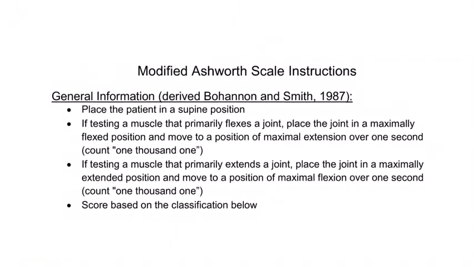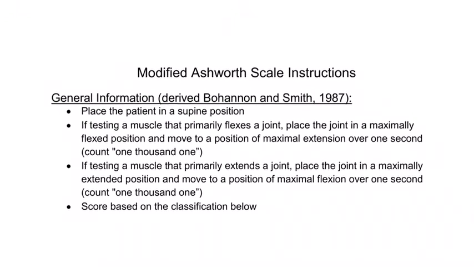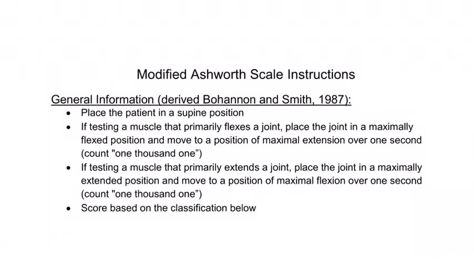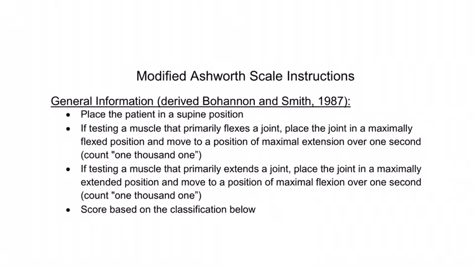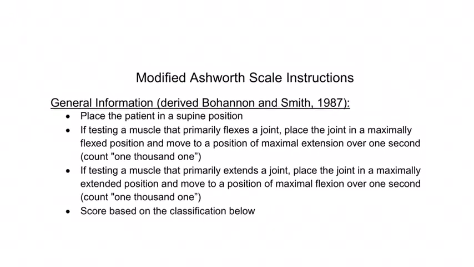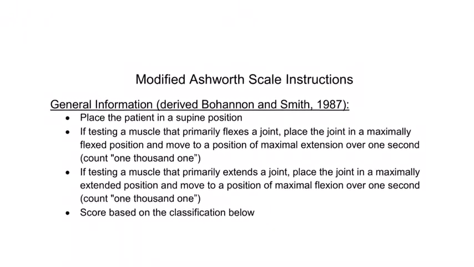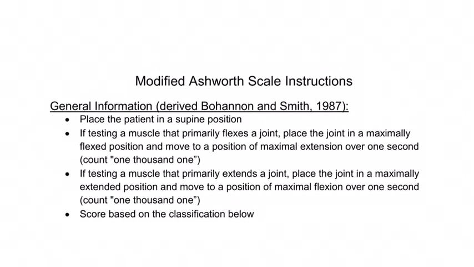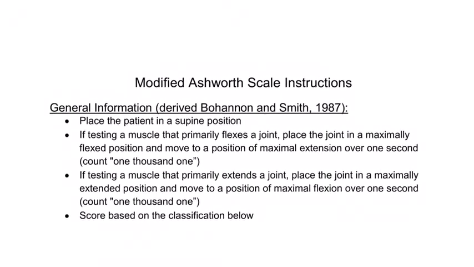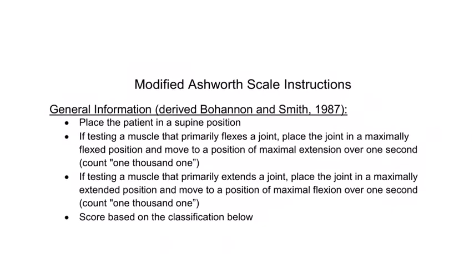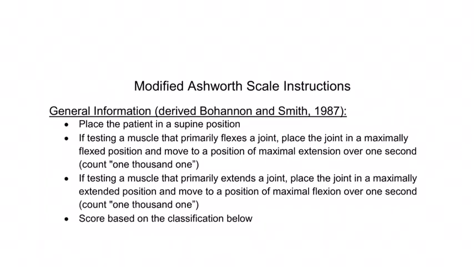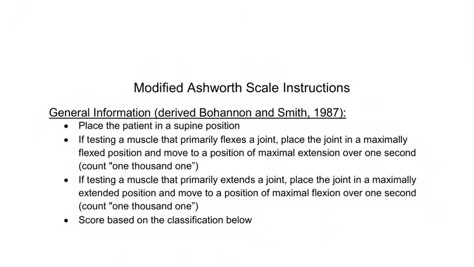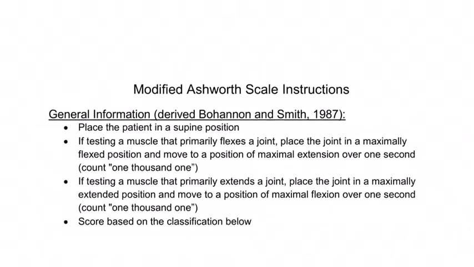Then quickly move the joint to a position of extension. Hold the position for a count of 1 second. This test can be completed up to 3 times. If the muscle you want to test for spasticity is a primary extensor, start in a maximally extended position while supporting your patient's arm. Then quickly move to a position of maximal flexion. Again, hold for a count of 1 second and repeat the test if necessary.